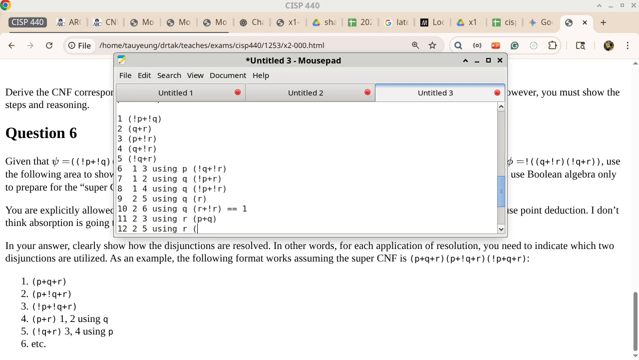Wait, okay, I think I made a mistake. 2, 3 using R is P or Q. Okay, that is correct. And then 2, 5. Oh, 2, 4 first. I forgot about 2, 4. Sorry, that was my mistake. So 2, 4 using R is going to give you Q or Q, which is just Q. Number 13, 2, 5 using R is going to give you Q or not Q, which is just one.